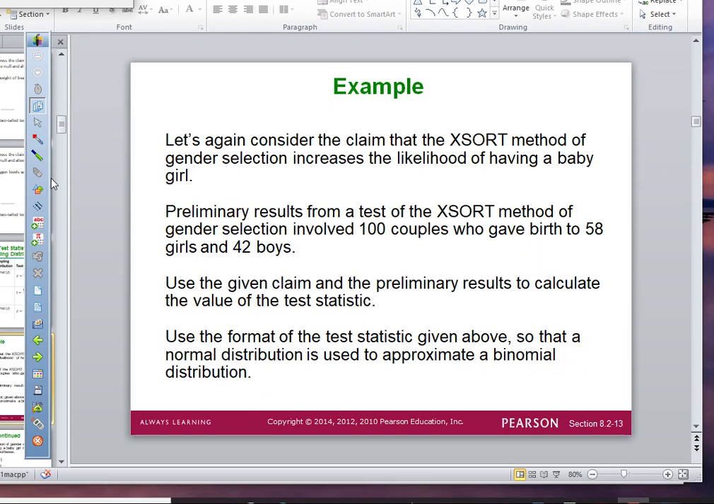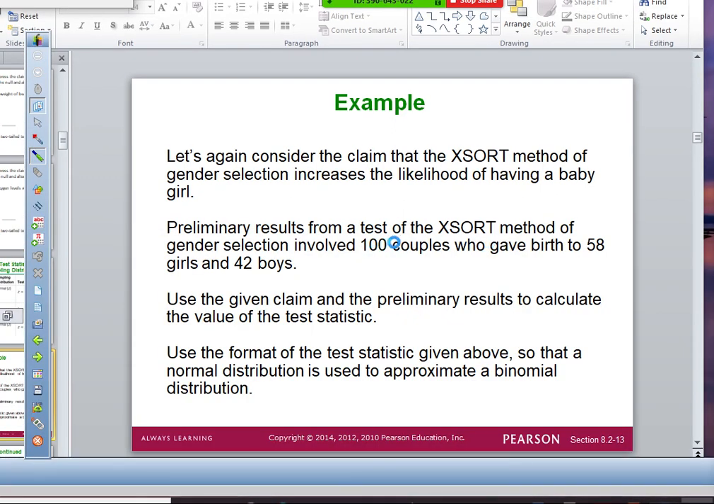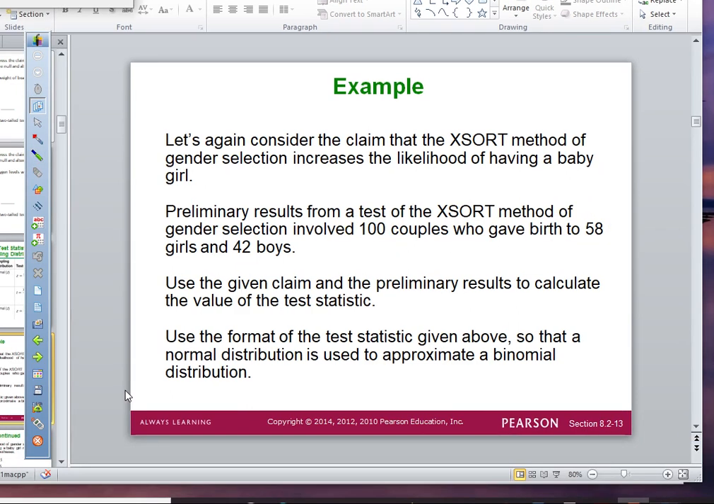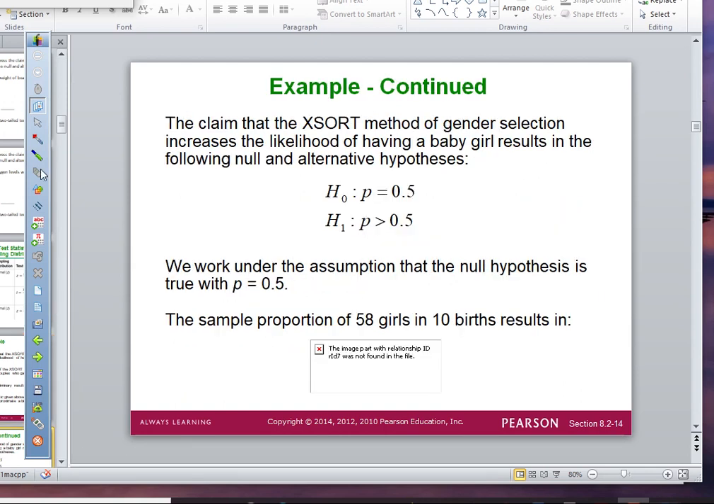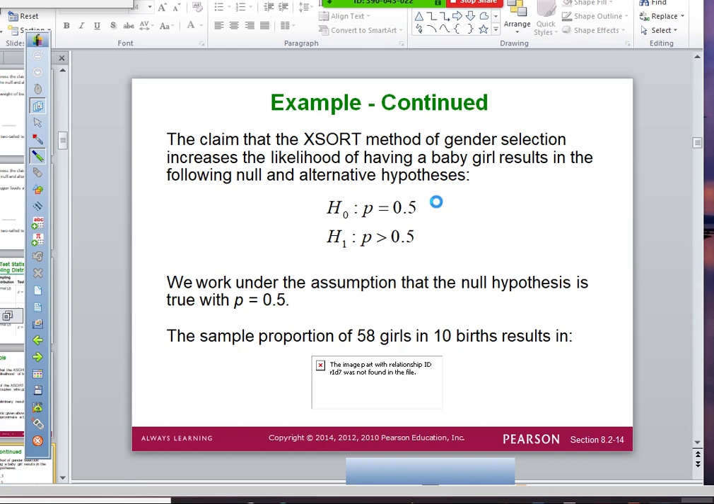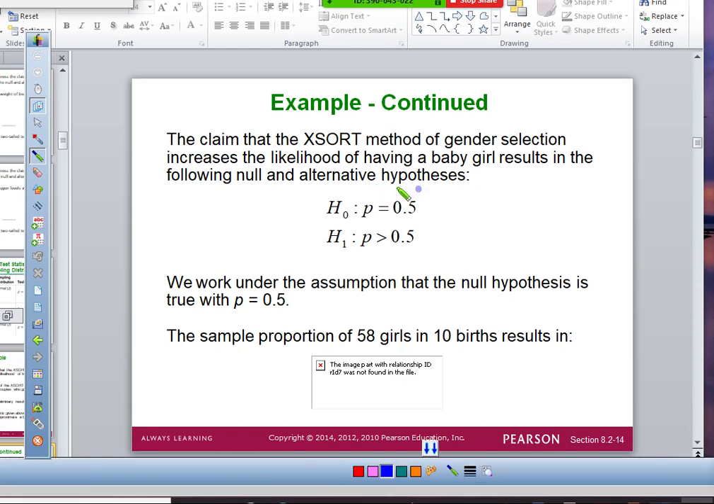All right, let's go back to this one. Just to remind you guys, we did one last class where we talked about XSort method. They sampled 100 couples, and out of that 100 couples, 58 of them were girls. So 58 out of 100 were girls in their sample. You expect to get 50% girls, right? Our null hypothesis says that XSort is the same as everybody else. The proportion of girls they give is 50%, like the rest of the world. But they say, wait, we're better. We'll give you more than 50%. So their claim is that their proportion is going to be higher than 50%.